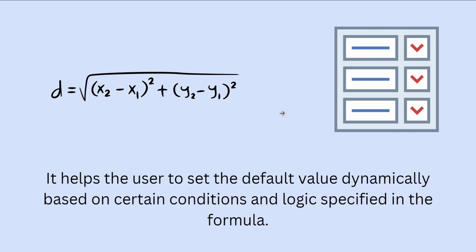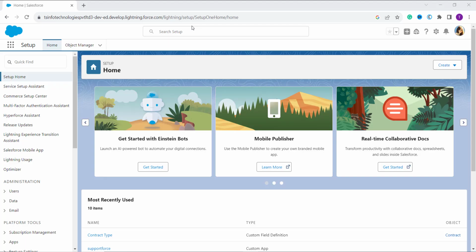So let's proceed and learn how to set up the picklist default value formula in Salesforce Lightning. Here I open up my account in Salesforce by filling in my login credentials and logging into the Salesforce Lightning experience, and I am on the main home setup page. If you are not, you can click on the gear icon and click on the setup option to redirect to the page that is visible on your screen right now.